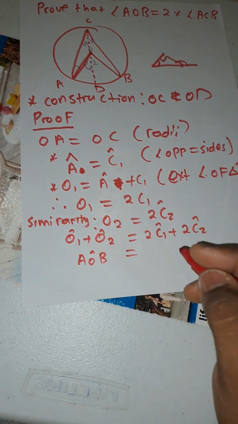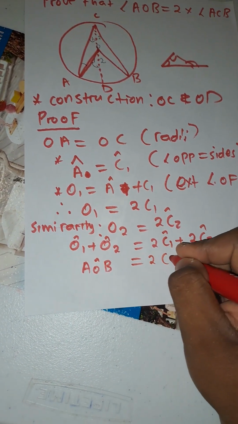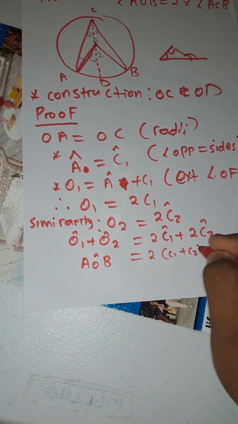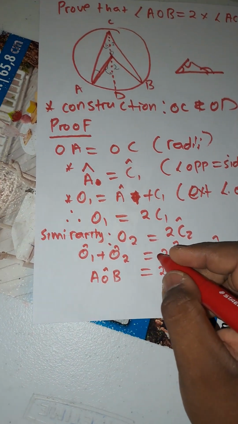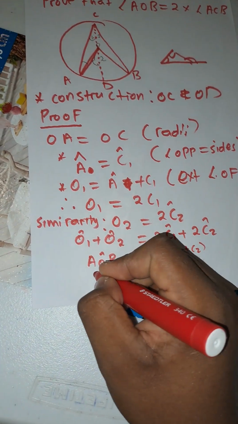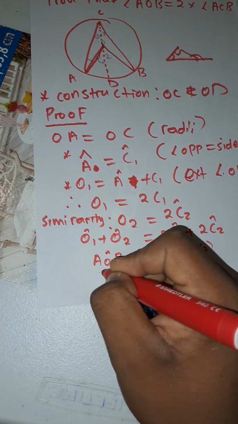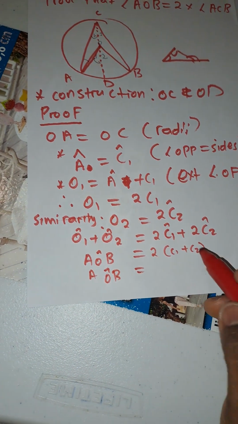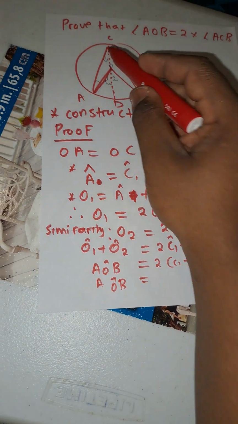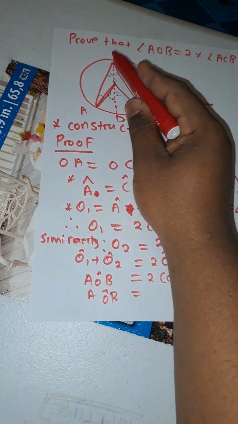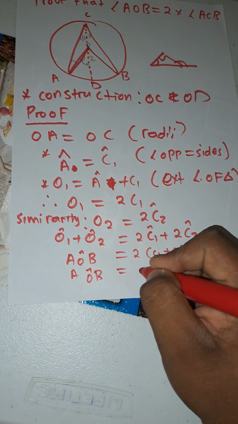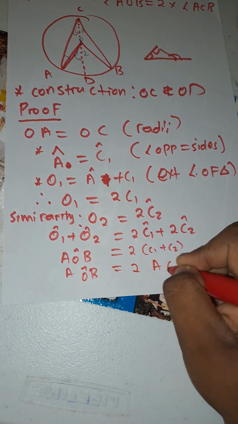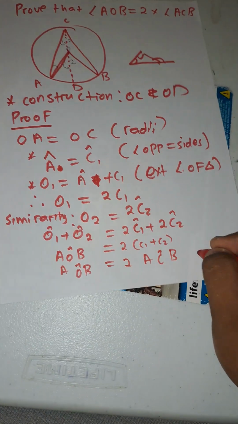It is now equals to what? I'm gonna factor out 2, which will be 2 times C1 plus C2. Which will be the same as AOB, which will be equals to, what is C1 plus C2? C1 plus C2, it is the angle which is what? C. So it is the same as 2ACB. Proven.